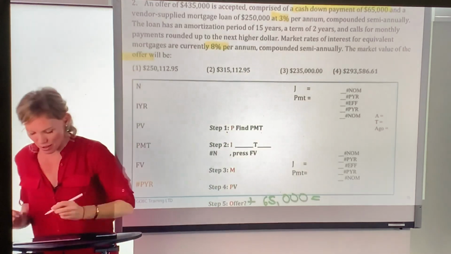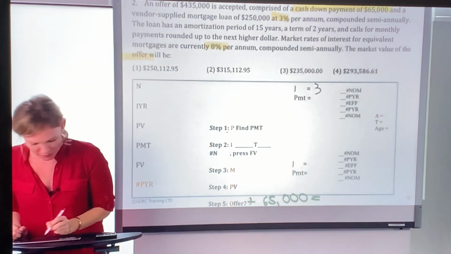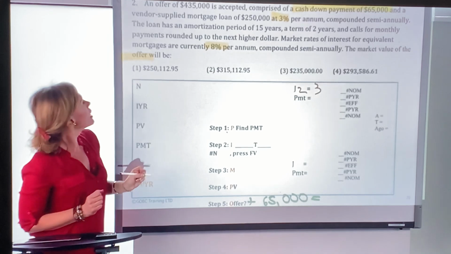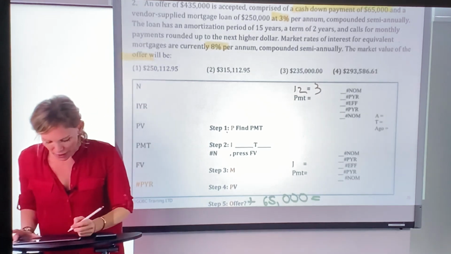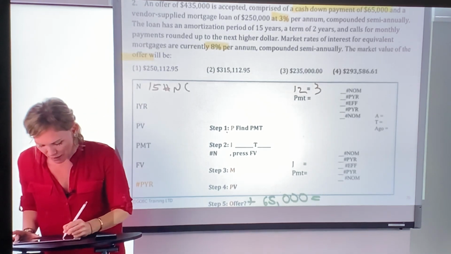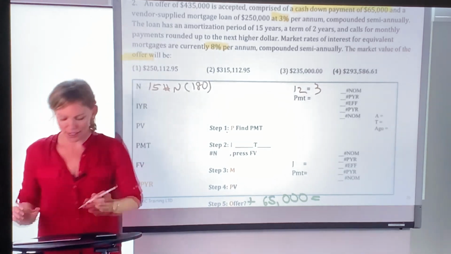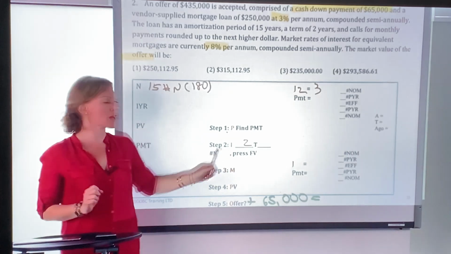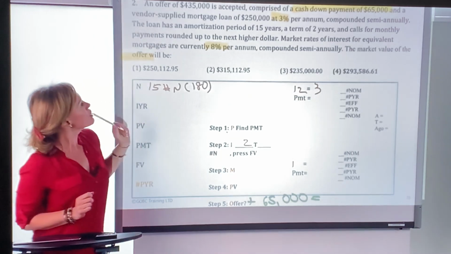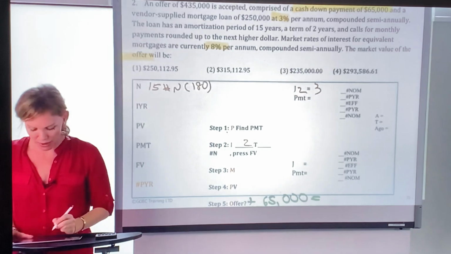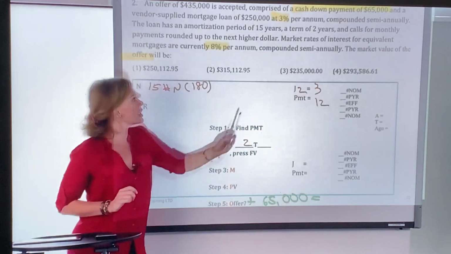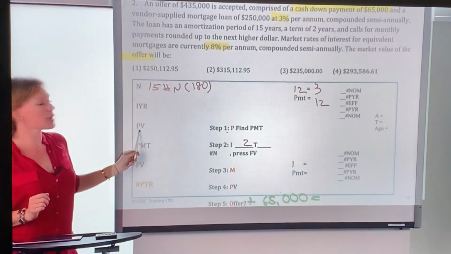So you're going to put that 3 in as your J rate in here. So J compounded semi-annual, so J2 equals 3. Amortization for 15 years, so that's your N. 15 shift N will come up as 180 months. 2 years term. So anything to do with the term, you're going to plug in step number 2. So I'll just put that 2 in here for now. The question calls for the monthly payments, rounded up to the next higher dollar. So payments are monthly.